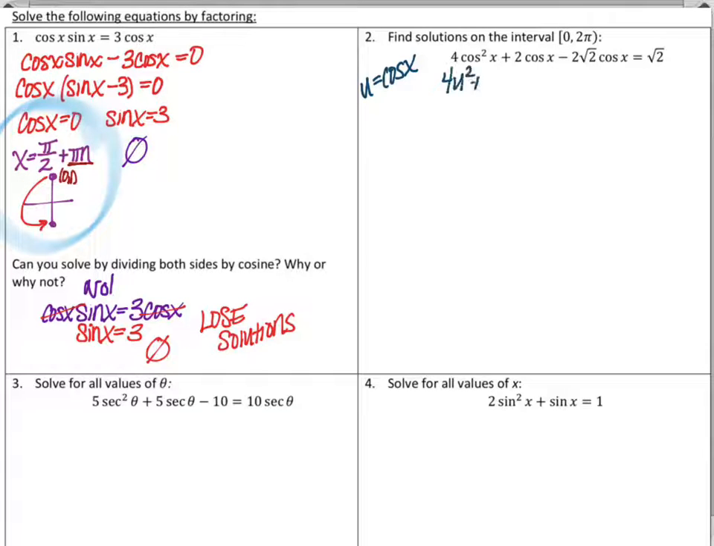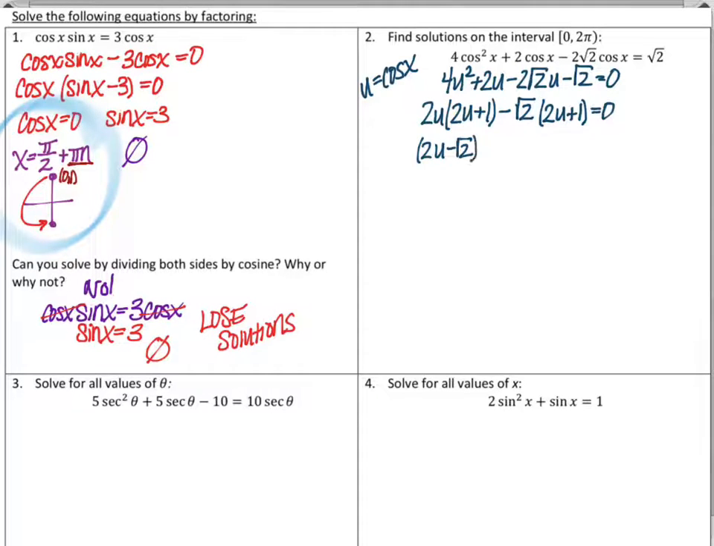So I'm going to replace all the cosines with u's, and I'm going to move that root 2 over also. And now I could factor by grouping. I'm going to let it go all the way through. Factor by grouping. Now don't forget, at the end we still need to put that cosine back in, so I'll put it as cosine equals now root 2 over 2, and then negative a half. Now the directions for this problem were a little bit different. It was just solutions on the interval from 0 to 2 pi.